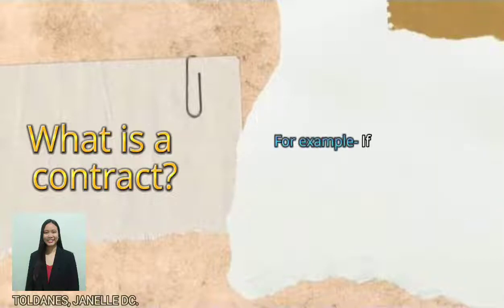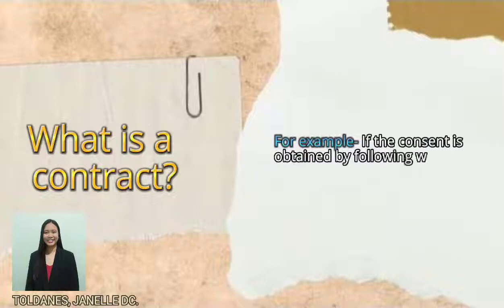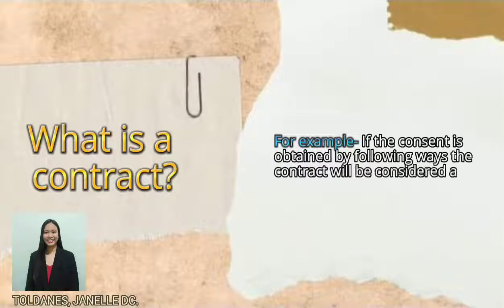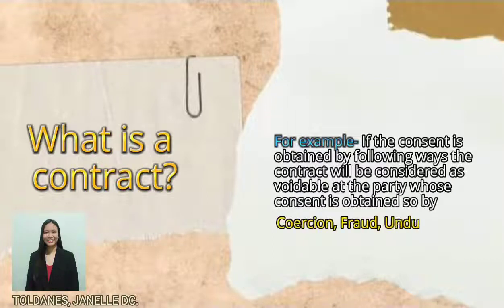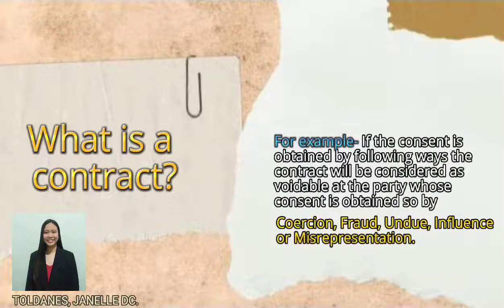For example, if the consent is obtained in the following ways, the contract will be considered voidable at the option of the party whose consent is obtained: by coercion, fraud, undue influence, or misrepresentation.